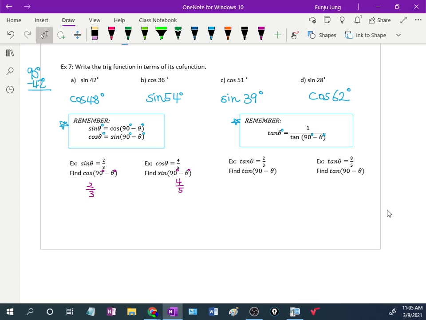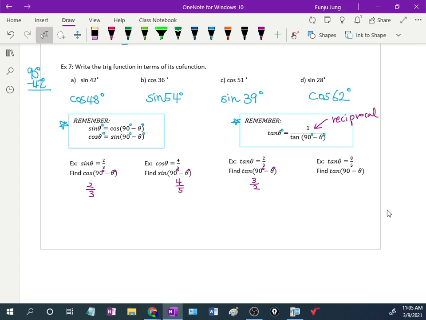We have tangent theta. We want to change the angle to the complementary angle. What would be the answer? Is it going to be the same answer? No, it means 1 over something, right? So this is reciprocal. So let's flip the number. What do we get? 3 over 2. Okay, flip the number, reciprocal.